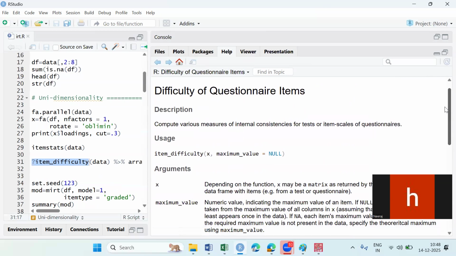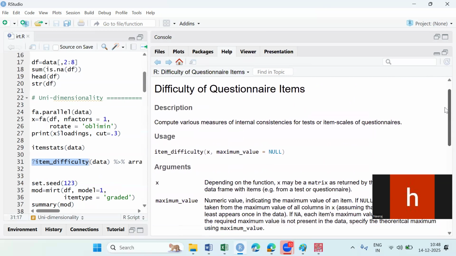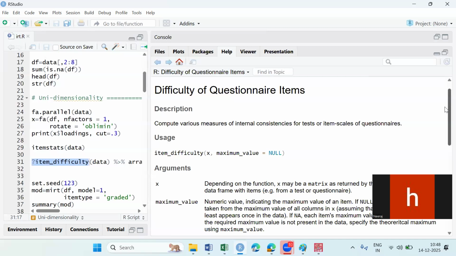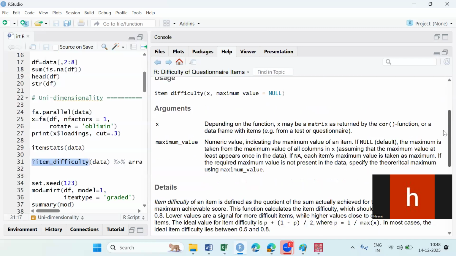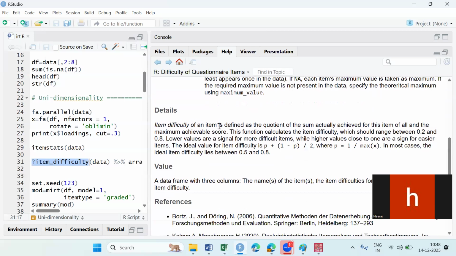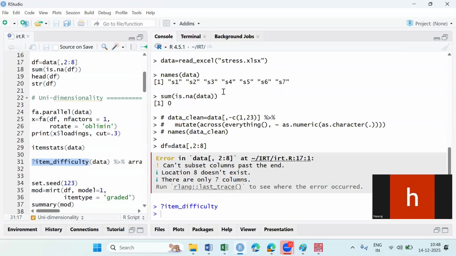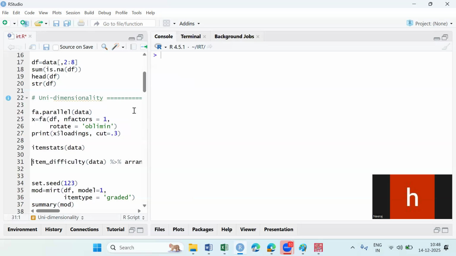Mind it, difficulty is not about your question, your subject matter, or the level of question. Difficulty is simply what people replied to. How is it computed? The formula is given, ideal difficulty level is given like this. In most cases, difficulty lies between 0.5 to 0.8. It is okay. The formula calculates item difficulty, which should range between 0.2 to 0.8. That's okay. And lower values mean more difficult items. So looking from here, which is the difficult item in our case?